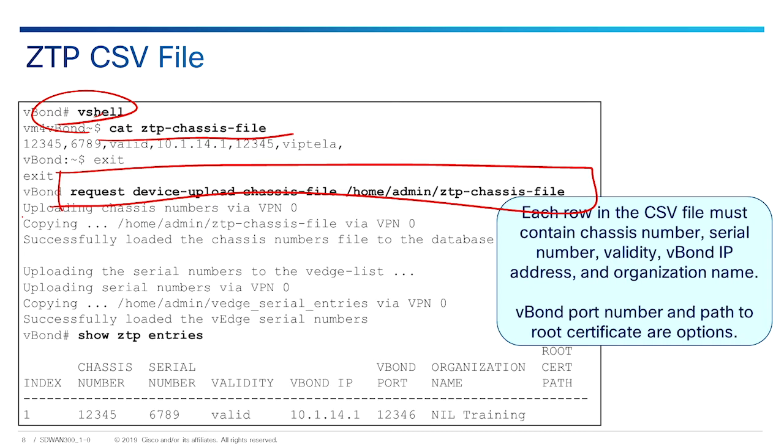The CSV format is pretty straightforward. We're basically going to have serial number, validity, vBond IP address, and the organization name. The most important thing here is the organization name. If that's not verbatim, the devices won't work. And then we have our ZTP entries. We can show them and see that here's the vBond IP that we're going to point at.